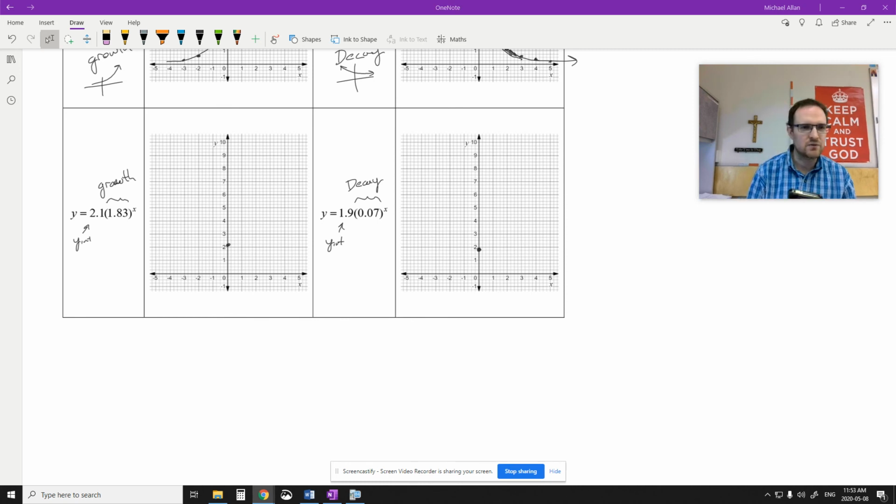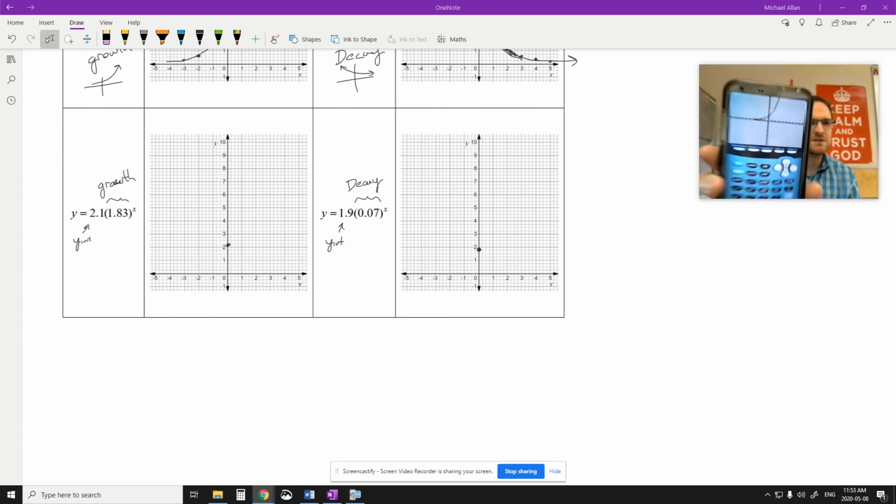Okay, I just want to show you something really quickly here. So I'm going to type that in my calculator because you have the same equation, 2.1 times 1.83 to the power of x. So I typed it exactly the way it is. So you can hit graph. I'm not too concerned about what the graph is. I know what it's going to look like. It's going to be a growth function. There it is right there. It's a growth function. All right, so it's going upwards.